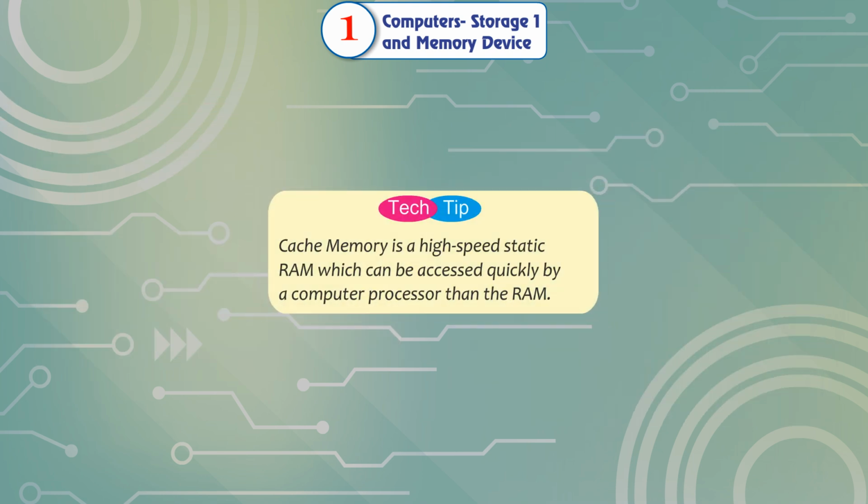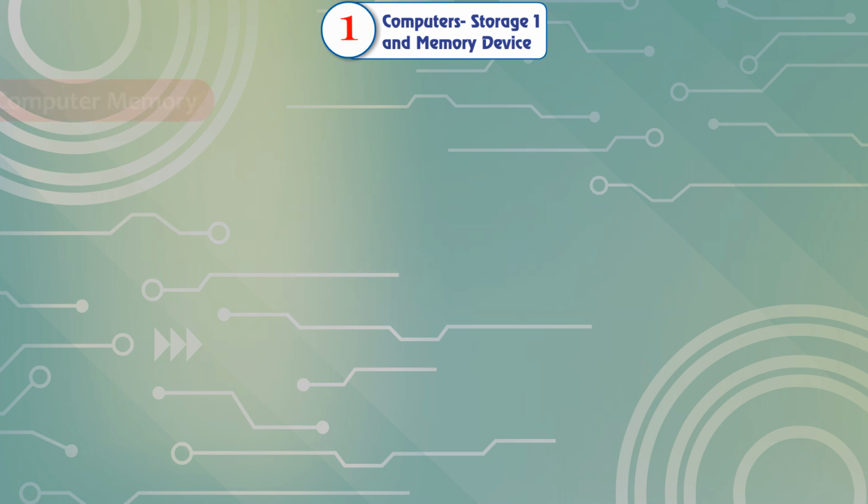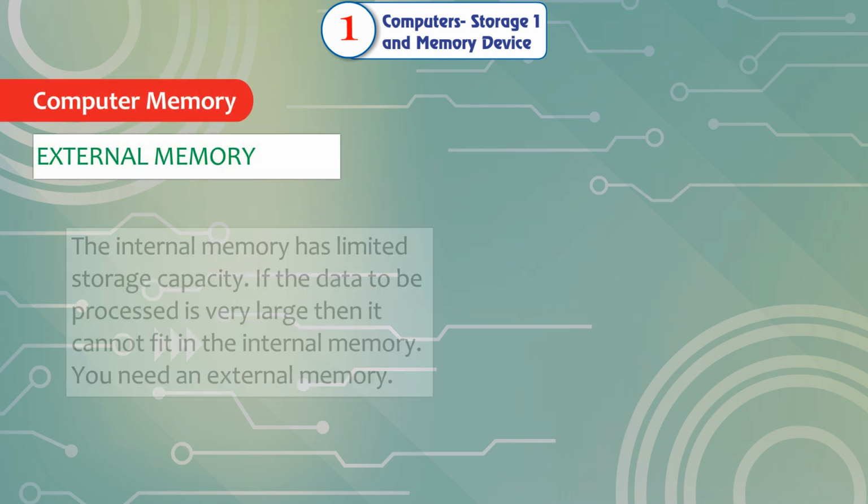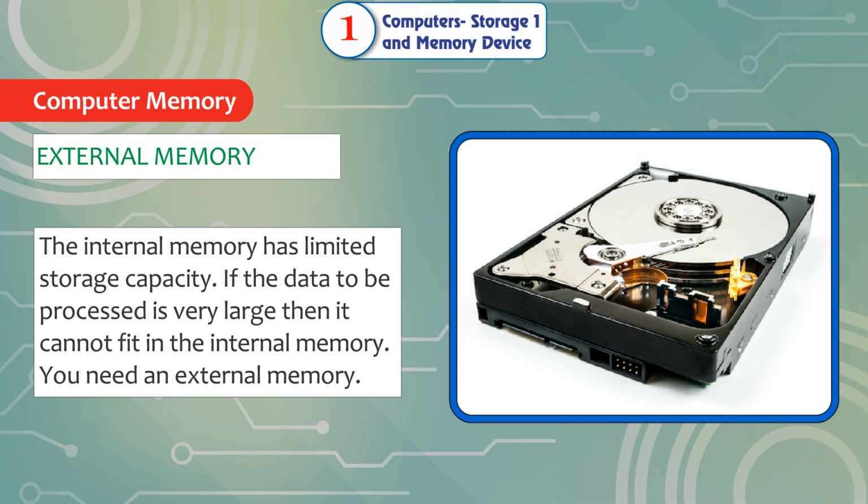Tech tip: cache memory is a high-speed static RAM which can be accessed more quickly by a computer processor than the RAM. External memory. The internal memory has limited storage capacity.